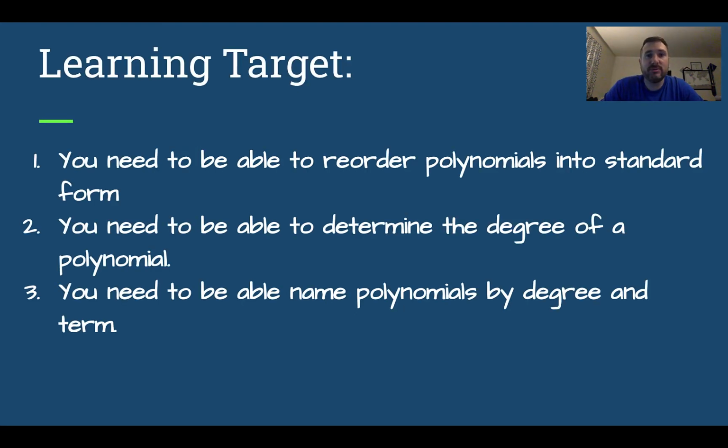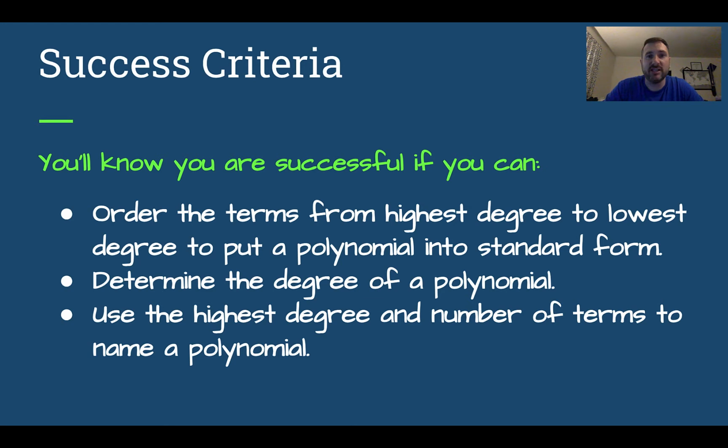After this lesson, you need to be able to reorder polynomials into standard form. You need to be able to determine the degree of a polynomial, and then you need to be able to name polynomials by degree and term. You'll know you're successful after this lesson if you can order the terms from highest degree to lowest degree to put the polynomial in standard form, if you can determine the degree of a polynomial, and if you can use the highest degree and the number of terms to name the polynomial.